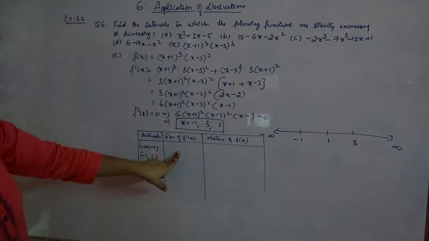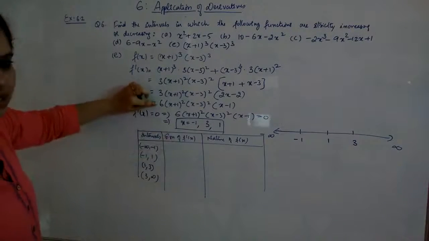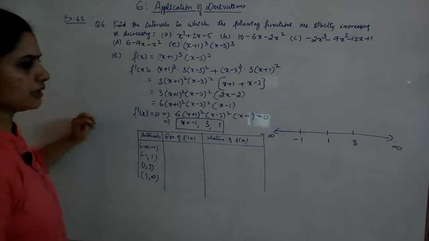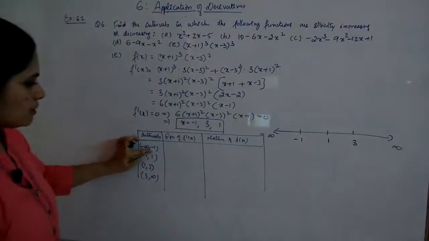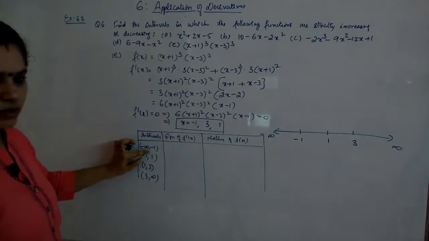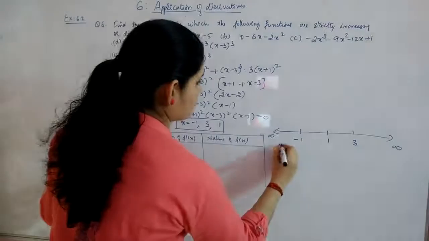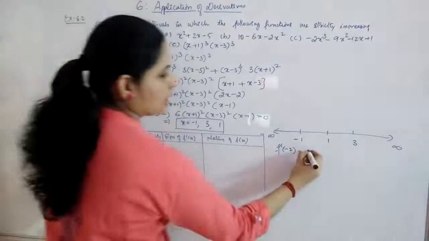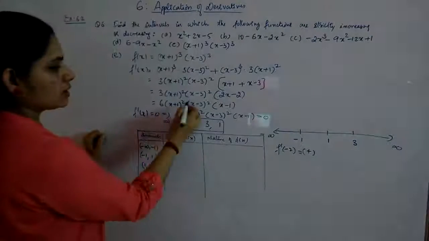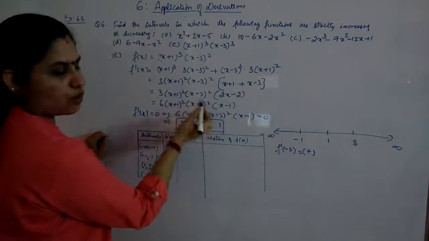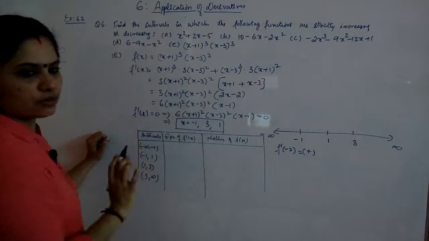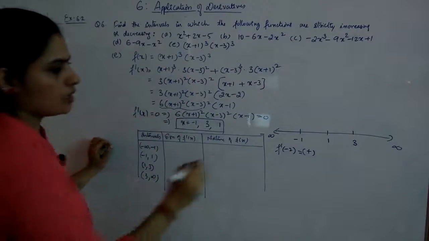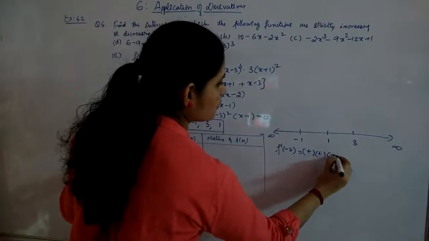Now for the sign, again you look at this. Here 6 is positive. You don't have any negative sign, so it will always give you positive only. So first, in this interval, you can take -2, so f'(-2). Check this one: 6 will be positive every time. What about these? They are whole squares. Whatever value you take, a whole square will give you positive only. So these 3 will be positive every time. So plus into plus into plus.